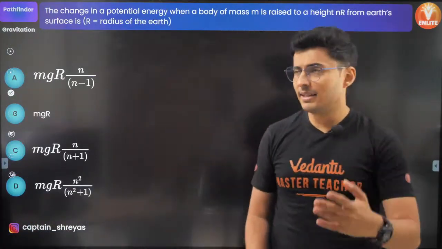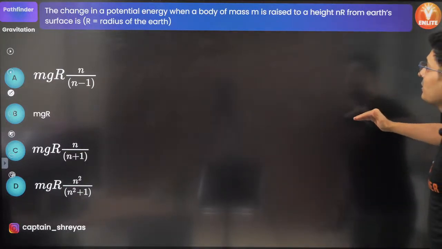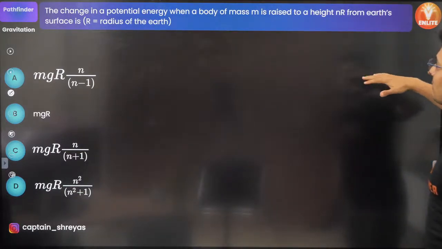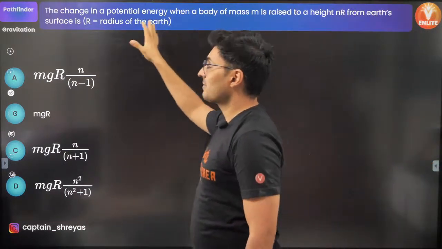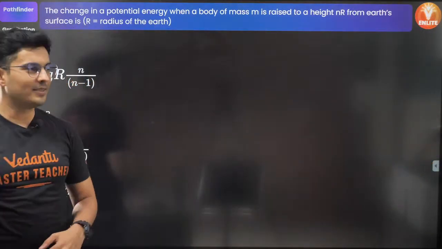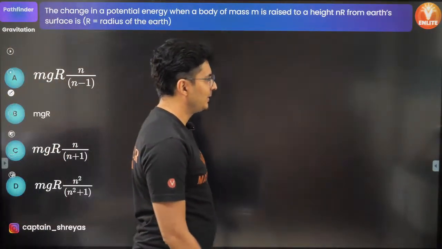What is the next question? The change in the potential energy when a body is moved from the surface to a height of n times the R from the Earth's surface is? Let's have a look at this question. Beautiful question. I think a lot of manipulations will be there in this as well.